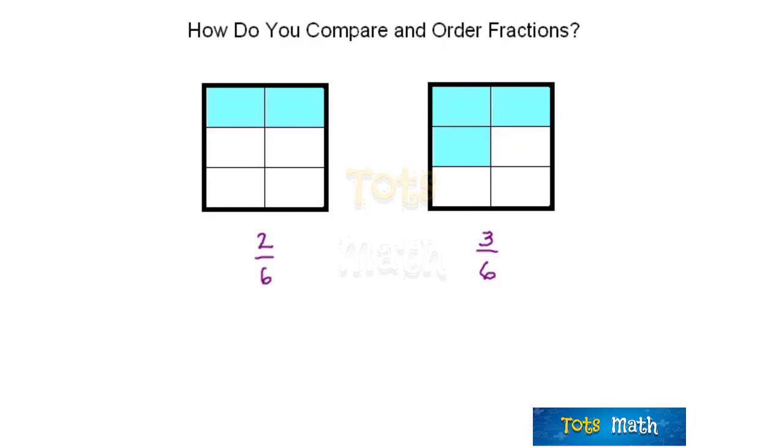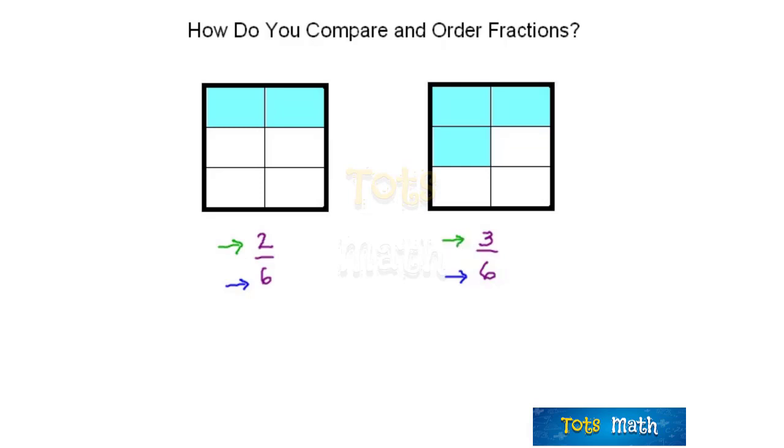Now what if you didn't have the pictures? What if you only had the fractions themselves? How would you compare the fractions then? When you are asked to compare fractions and the denominators are the same, in this case the denominator in each fraction is 6, all you have to do is compare the numerators.